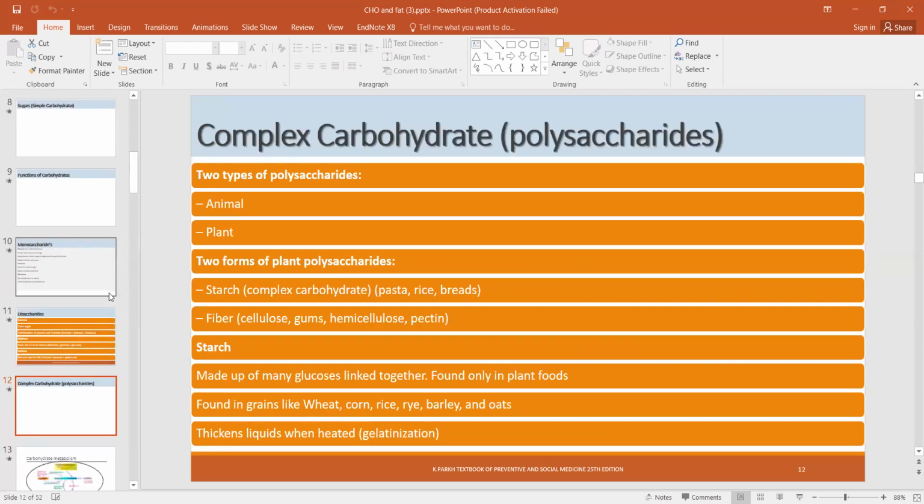Then comes the complex carbohydrate, which is also known as polysaccharide. There are two types of polysaccharides, animal and plant. Two forms of plant polysaccharides are starch and fiber. Starch is a complex carbohydrate, and fiber examples are cellulose, gums, hemicellulose, and pectin. Starch is made up of many glucose units linked together, found only in plant foods, in grains like wheat, corn, rice, rye, barley, and oats. It thickens liquids when heated.